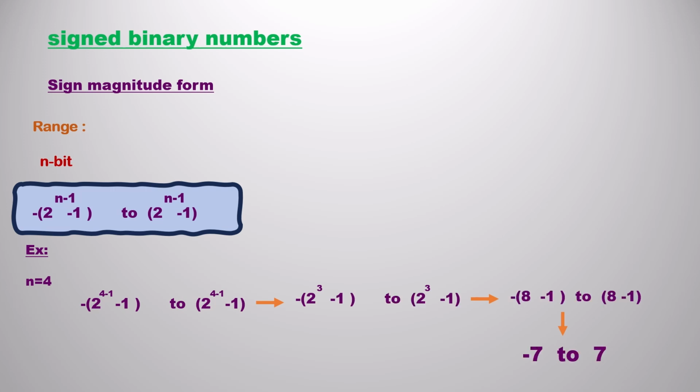With the help of the formula, let's see an example with n equals 4. With n equals 4, I have put in that formula, and I have obtained from minus 7 to 7. So basically if n equals 4, we can go from minus 7 to 7. In that, two zeros are involved. Let's see in the next slide, then you can understand that.